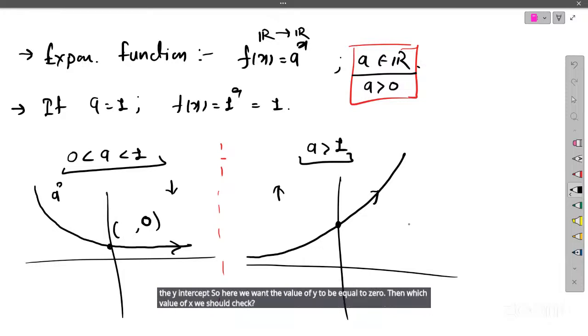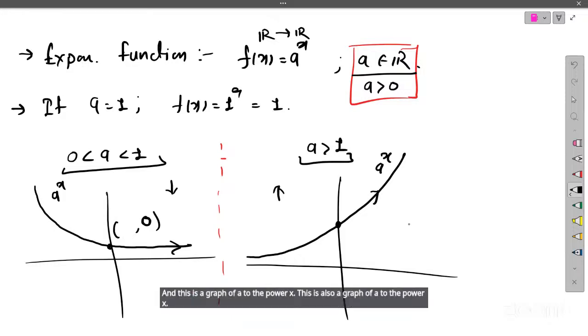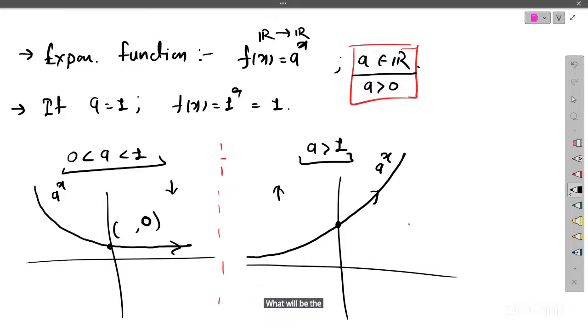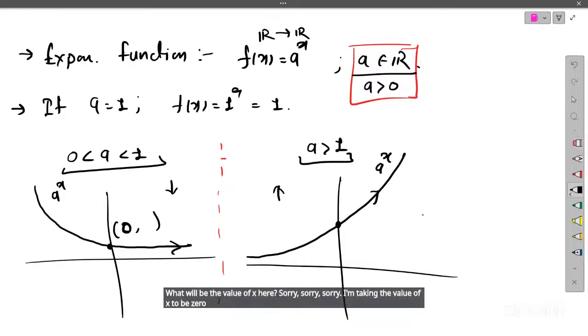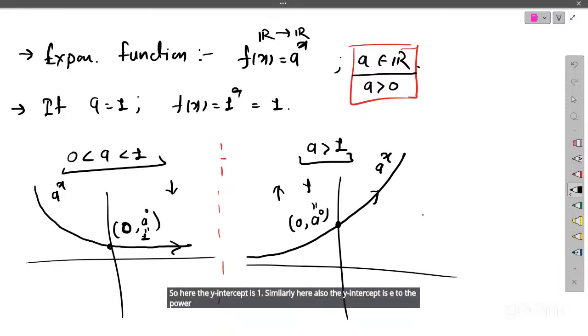This is a graph of a to the power x, and this is also a graph of a to the power x. What will be the value of x here? Sorry, I'm taking the value of x to be 0. Then what will be the value of y? It is e to the power 0, which is the same as 1. So here the y-intercept is 1. Similarly, here also the y-intercept is e to the power 0, which is equal to 1. So in both cases, the y-intercept will be (0, 1).